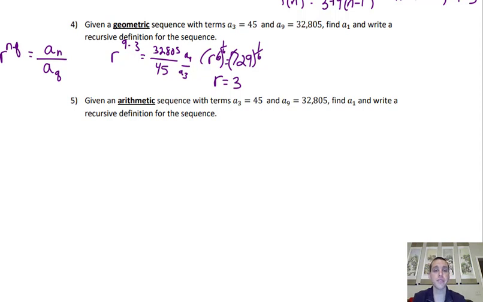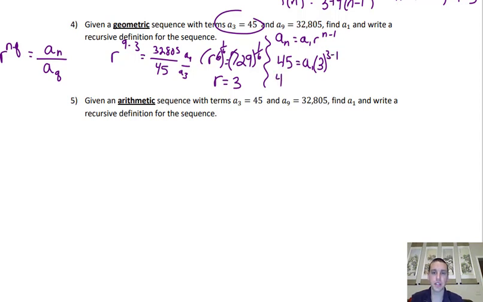Now, once you found the common ratio, we're going to use the equation a sub n equals a1 r to the n minus 1. I know a sub n, let's use the easier one. Let's say it's 45, that's our third term, equals a1, we still don't know that. We do know our ratio, which is nice, times 3 raised to the third minus 1. So I'm going to get 45 equals a1, 3 to the second is 9. And then I can divide by 9 to give me a1 equal to 5.